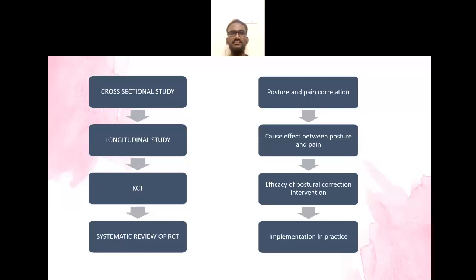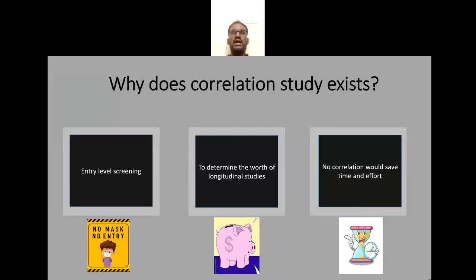Next. Okay, having said all these things, you might be wondering: if correlation studies don't have much impact, why do such studies exist in the first place? Because a correlation study can be considered an entry-level screening from the physiotherapy point of view, where you can see there can be n number of variables which seem to be associated with one another. We can't afford to put our time and research resources into determining the cause-effect relationship of all those variables.